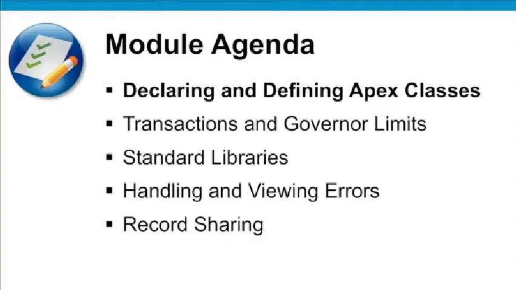We're going to talk about some of the standard libraries that come in Apex. And we'll talk about handling and viewing errors. I'll show you the developer console. And then we'll talk about record sharing. We'll talk about how in Apex we can control access or the way that we access the database.